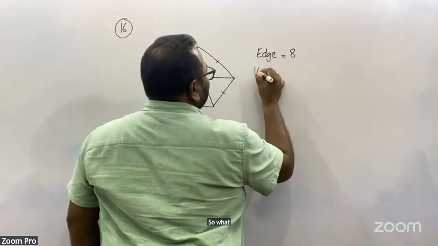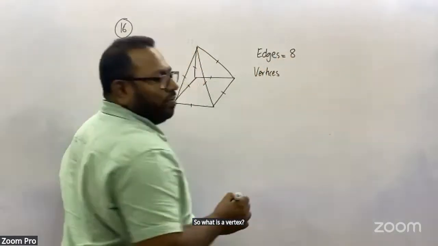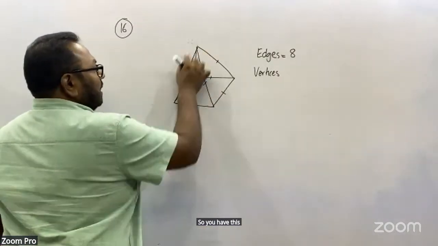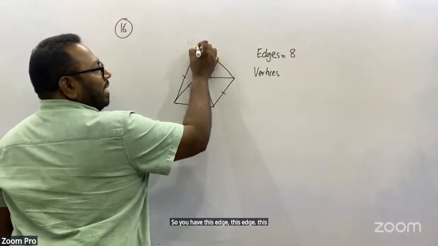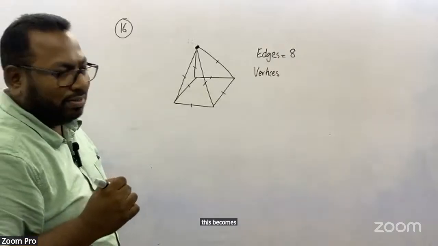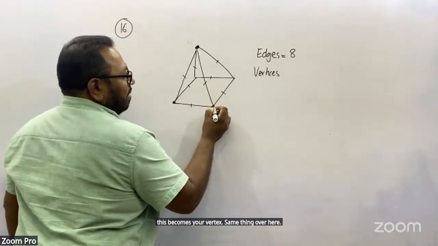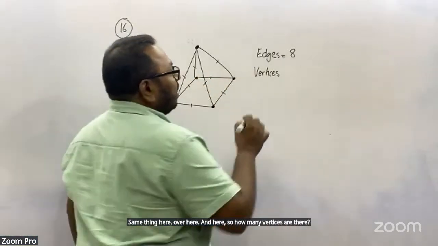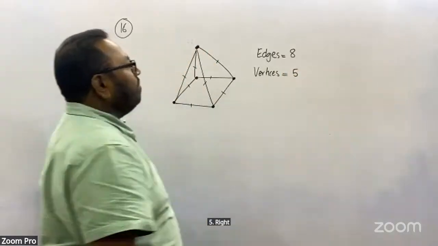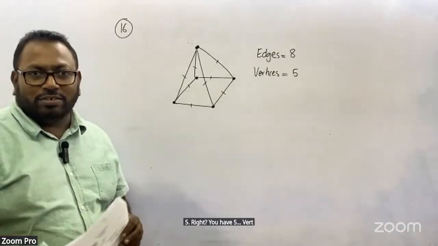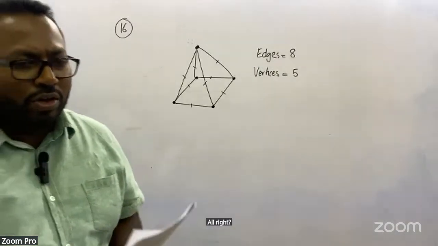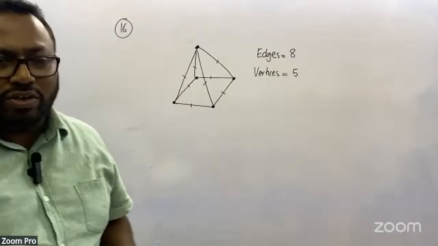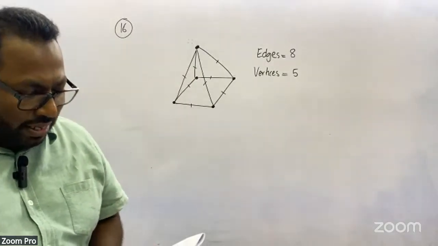And they are also asking how many vertices. So what is a vertex? When two or more edges meet. So you have this edge, this edge, this edge, this edge meeting, this becomes your vertex. Same thing over here, here, and here. So how many vertices are there? 5. Right? You have 5 vertices. All right. You should be able to draw the diagram, then only it will be clear for you. Then only it can go into your head much clearer. Okay, question number 16.